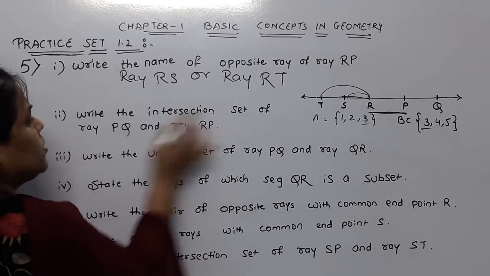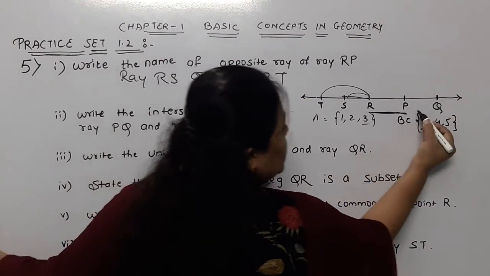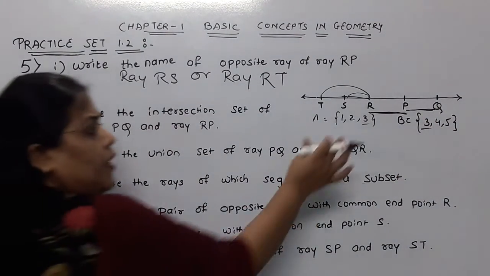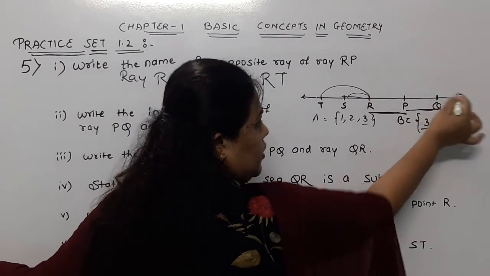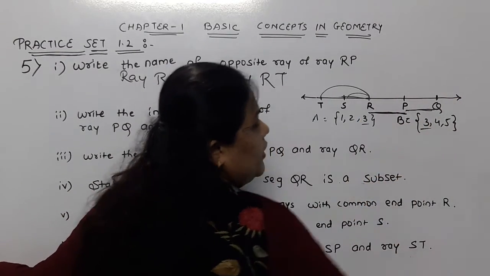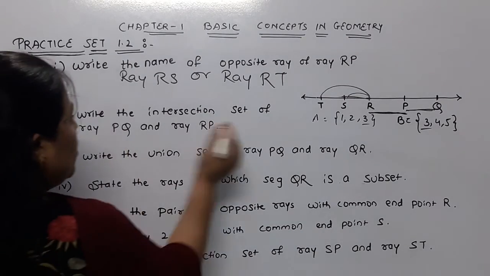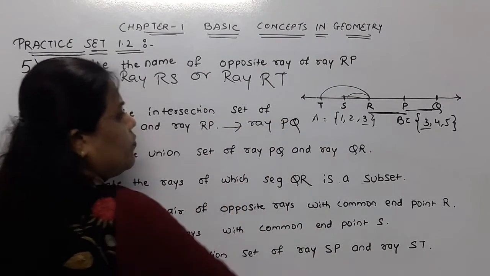The same way we have to see this sum. Write the intersection set of PQ and RP. PQ and RP, its intersection is ray PQ, because RP ray will not stop here. It has to move further. So ray PQ is the intersection of RP and PQ. So here your answer will be ray PQ.